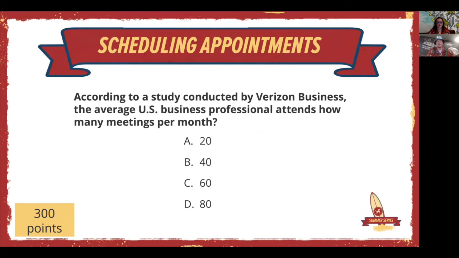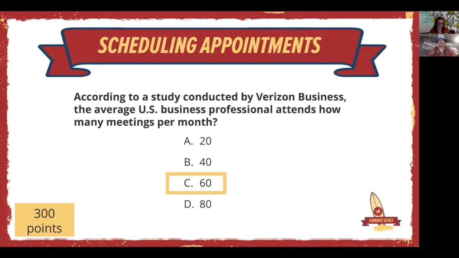I don't even know if I could estimate how many meetings I'm in a month. We both have a pretty good amount of meetings. Let's see how everybody else answered. Let's end the poll now, and let's go ahead and look at the results. So most of you, looks like 43% of you said around 40 meetings per month.